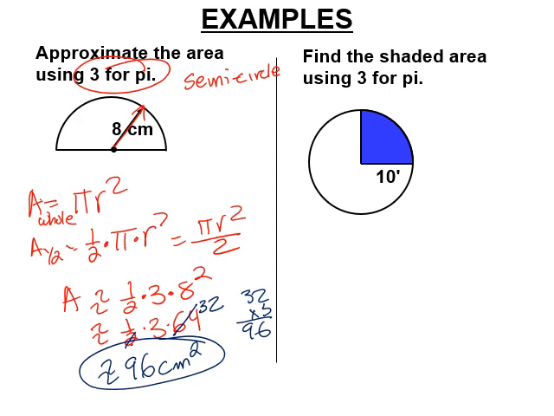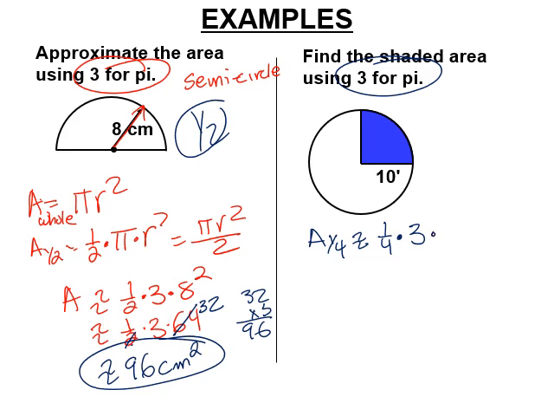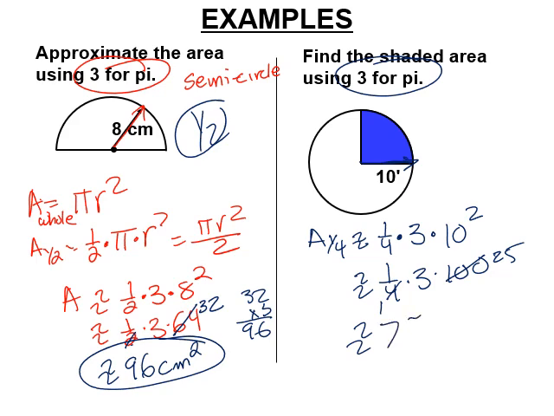All right, so this was half a circle. What fraction of a circle is that? Hopefully you're saying it's 1/4 of a circle. So this is approximately 1/4. It says use 3 for pi again, and the radius is 10 feet. So it's approximately 1/4 times 3 times 100. We can cancel again. 4 goes into 100 25 times. This is approximately 75 square feet for 1/4 of a circle.